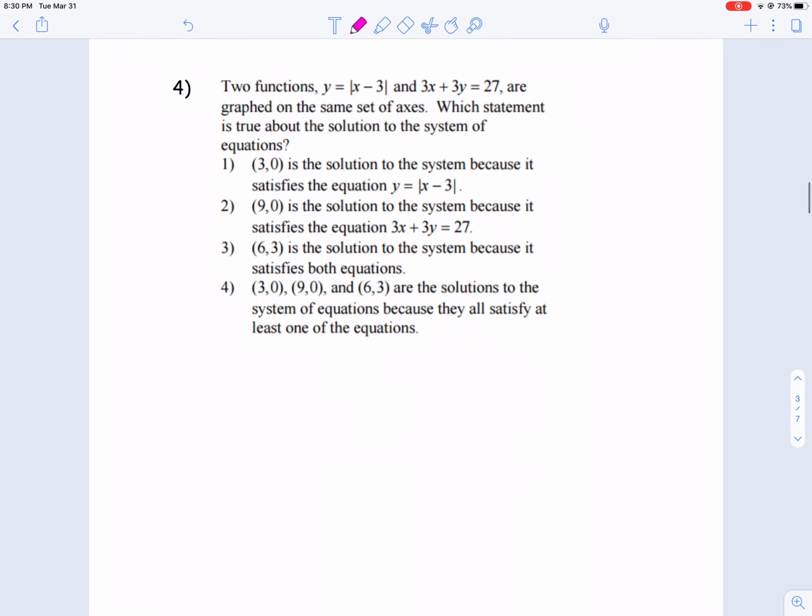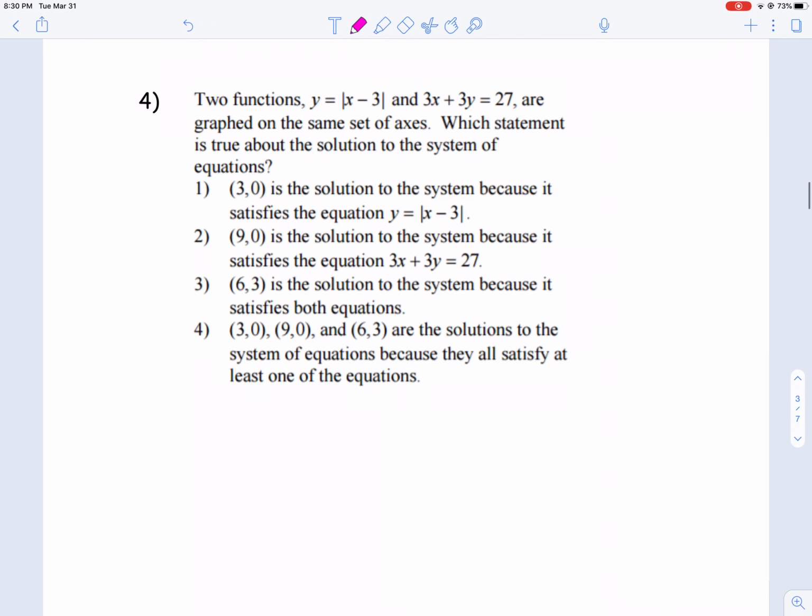Okay, I'm skipping 3. I'm going to go to 4. If you guys look at number 4, you have two different functions. You have an absolute value function, so just take note of what you're looking at. This one, I'm going to put absolute value, should look like a V. And this one is just linear. When those two functions are graphed on the same set of axes, which statement is true?